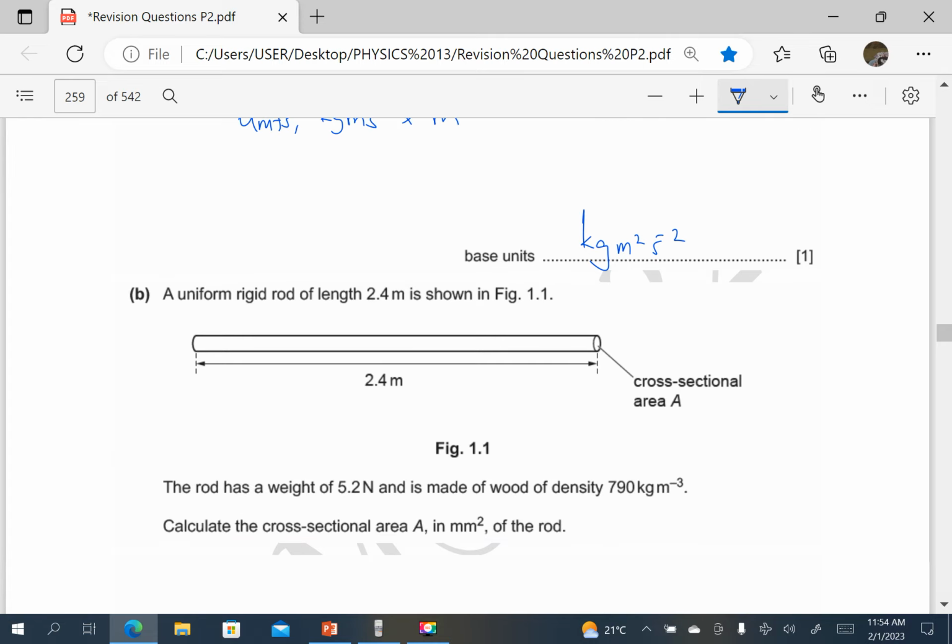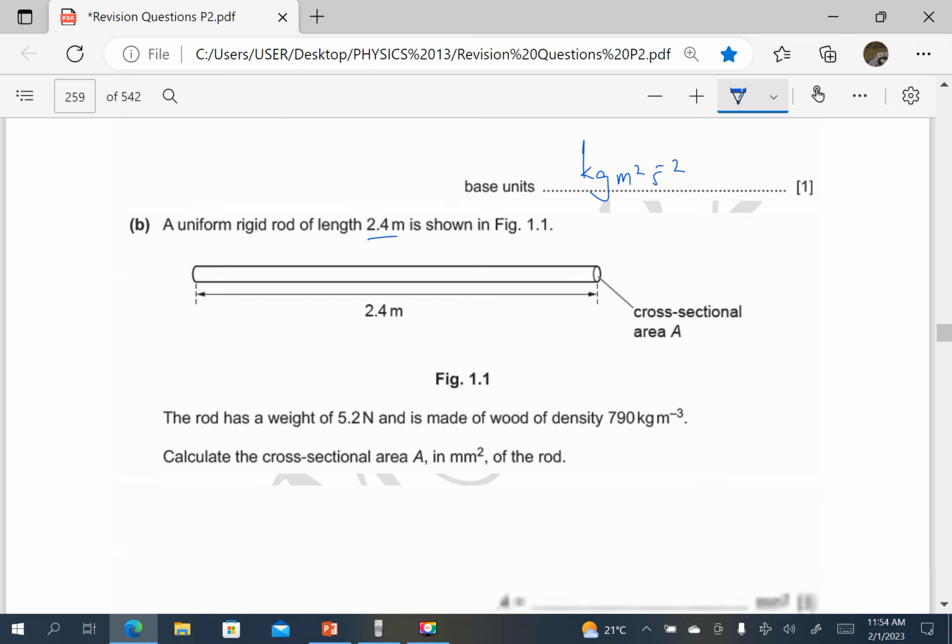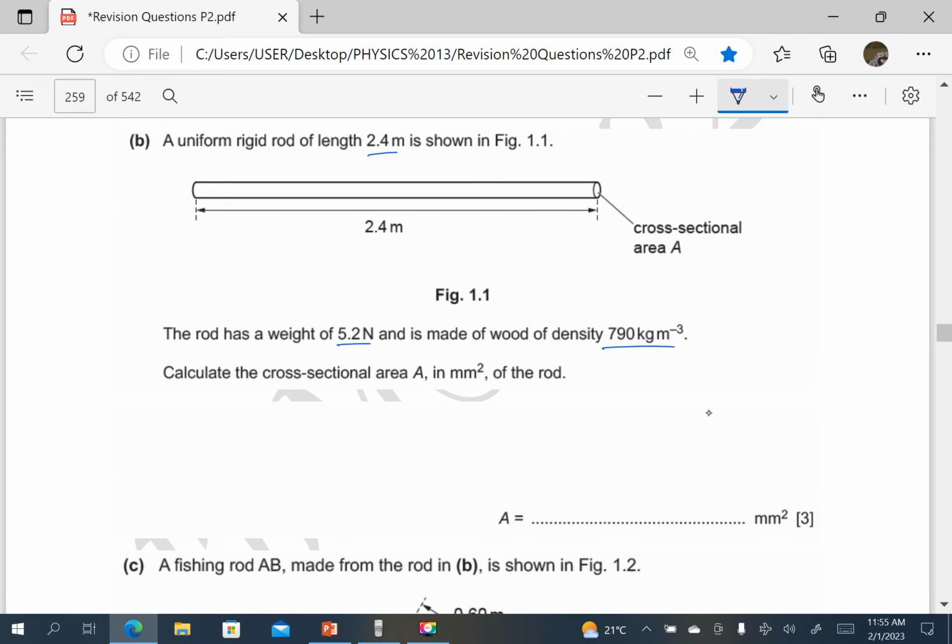A uniform rigid rod of length 2.4 meters is shown in the figure there, with cross-sectional area A. The rod has weight 5.2 newtons and is made of wood of density 790 kilograms per meter cubed. Calculate the cross-sectional area A in millimeters squared of the rod.